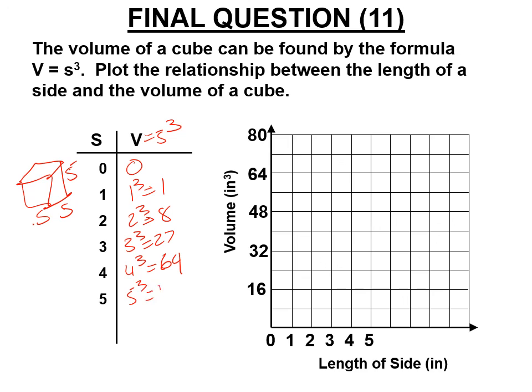5 cubed is 125. All right, so 0, 0. I messed with the scale here, by the way. You can see that. 1 cubed is 1. Now, this is 8, so 1 would be right there. And then 2 cubed is 8. 3 cubed, we're going up by 8, so 3 cubed is 27. So there's 24, so 27 is about there. And then 4 cubed is 64, and 5 cubed is way off the graph up there.